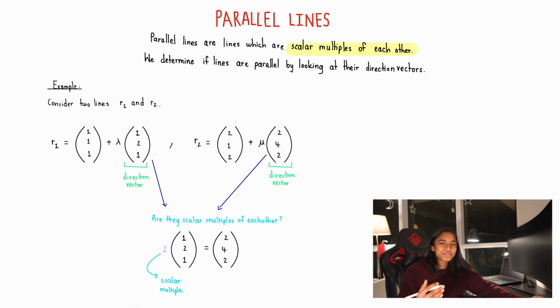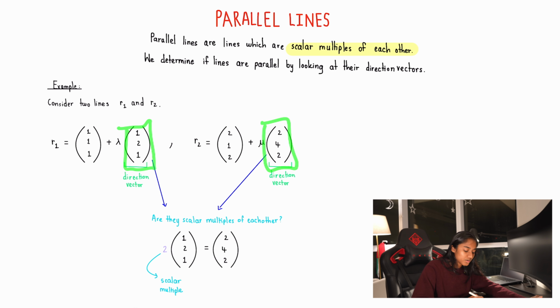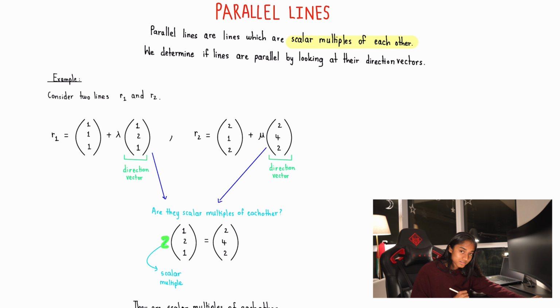Okay? Now we're going to look at parallel lines. Similarly to vectors, parallel lines are lines which are scalar multiples of each other. So we determine if lines are parallel by looking at their direction vectors. So we consider 2 lines in this example, r1 and r2. Okay, and remember that these are the direction vectors, right? So we have 1, 2, 1, and 2, 4, 2. Are these scalar multiples of each other? If yes, then they are parallel. If not, then they are not parallel. So 2 would be the scalar multiple. Therefore, these 2 lines are parallel to each other.